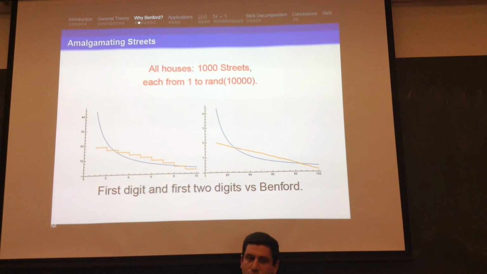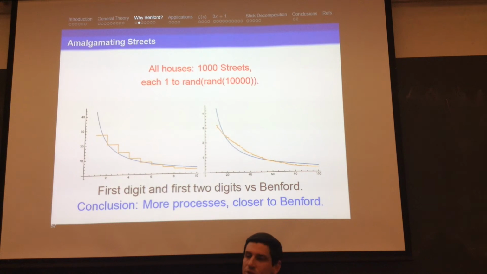What I'm doing now is I'm choosing 1,000 streets, and the length of the street is a randomly chosen number from 1 to 10,000. So I have lots of streets of different sizes now. Benford or not Benford? Not Benford, but closer.